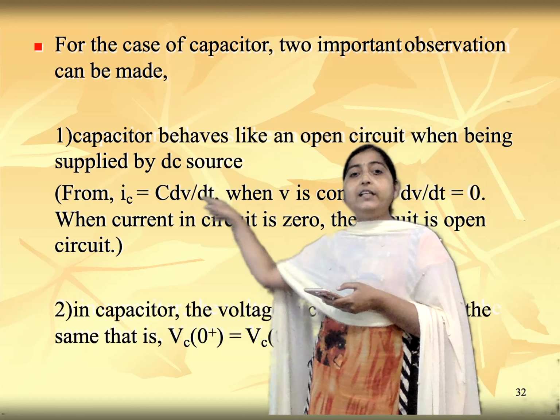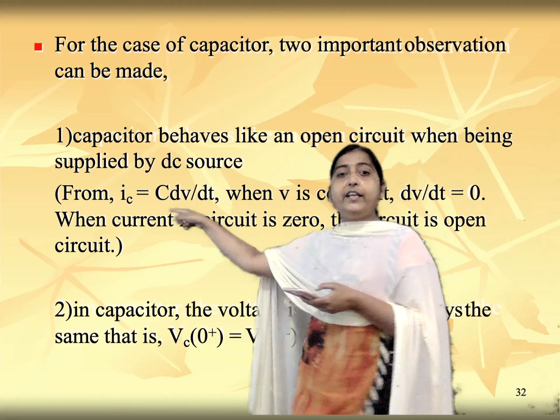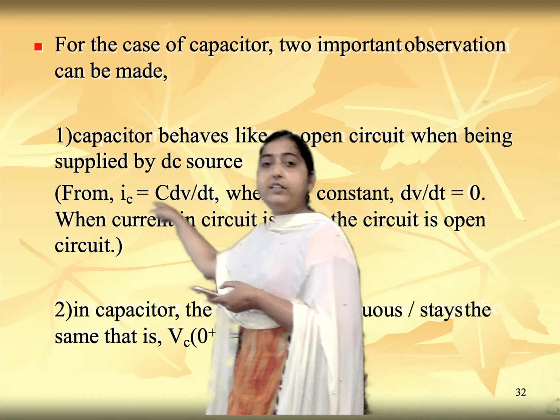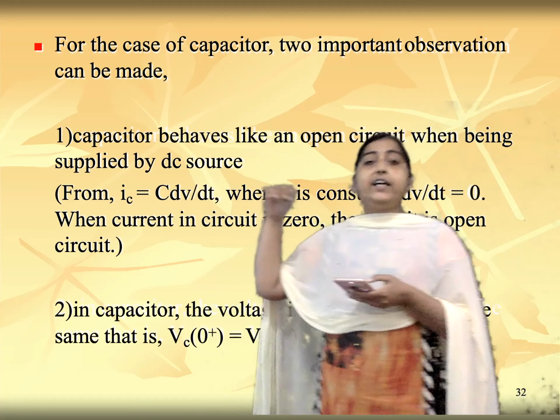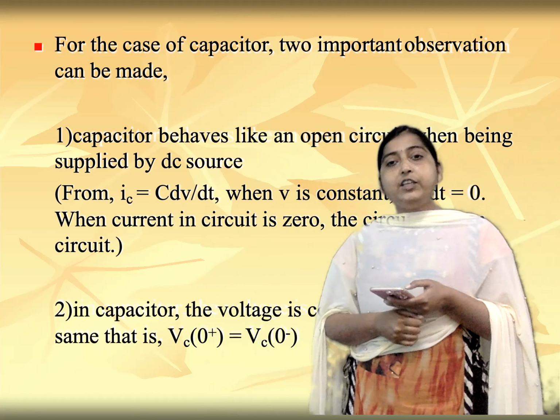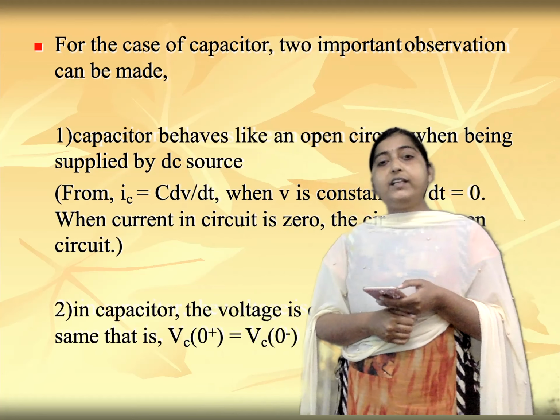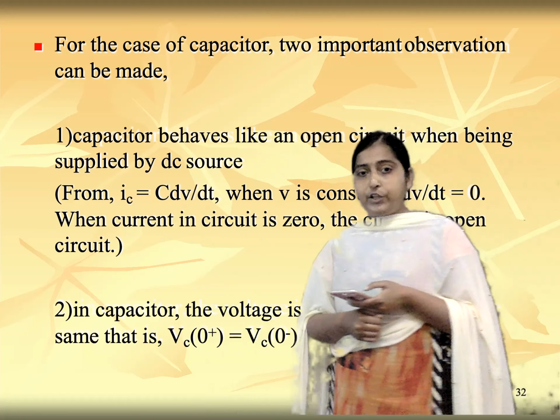So 0 multiplied with C will become 0. That indicates that the current IC will become 0. So if the current through any element is 0, then we can conclude that it acts as an open circuit.